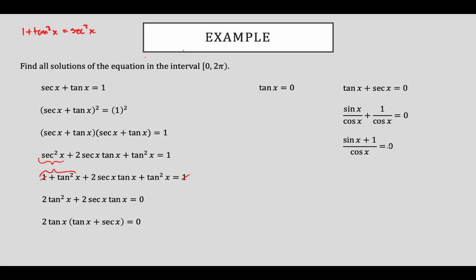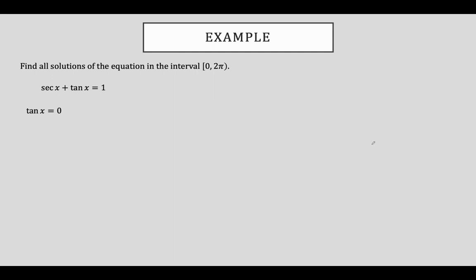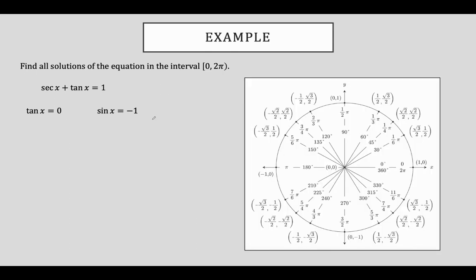And one thing to make note of is that the only time a fraction will ever equal 0 is if the numerator is equal to 0. Now, that is true if the denominator is not also equal to 0, but setting the numerator equal to 0 will give us a start. Sine of x plus 1 is equal to 0, which means sine of x is equal to -1. Okay, all right, a lot of manipulation there. So we've got tangent x equals 0, sine x is equal to -1. We have isolated our trig functions, and now we can go to our unit circle.